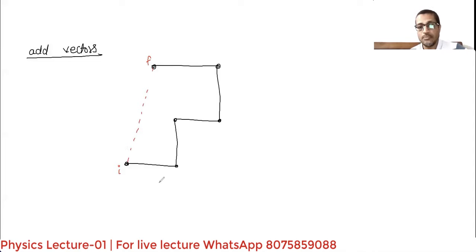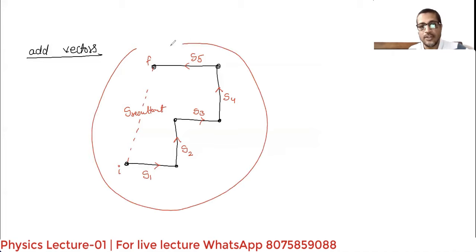But this one has come because the body first traveled like this, then like this, and then like this, and finally like this. So this is displacement S1. This is displacement S2. This is S3. This is S4. This is S5. When you add all these displacements, you get the resultant displacement. So isn't this a clear-cut case where we must know addition of vectors, otherwise we won't be able to solve the problem?